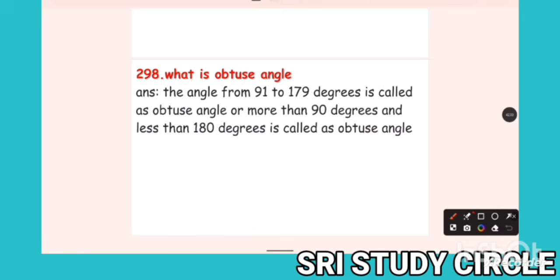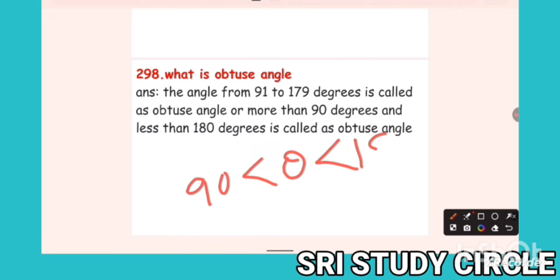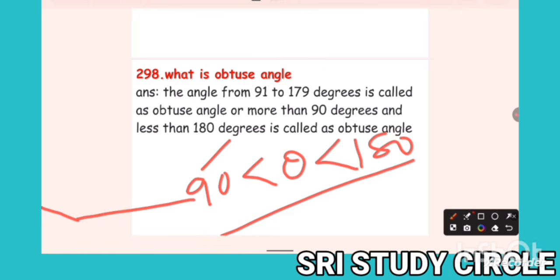What is an obtuse angle? The angle lies in between 90 and 180: 90 degrees less than theta less than 180. That means more than 90 and less than 180. The angle which is more than 90 and less than 180 degrees is called obtuse angle. So this one is the obtuse angle. This one is known as acute because it is less than 90. And exactly this one is a right angle.